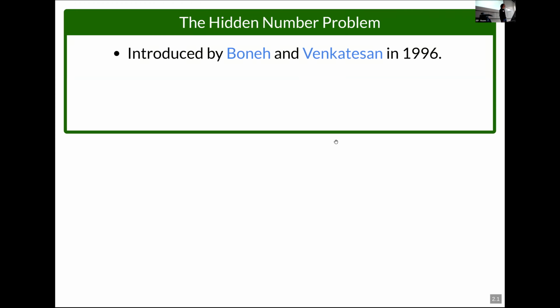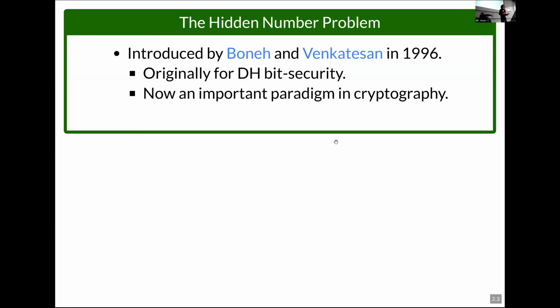Okay, so the hidden number problem. This was originally introduced by Boneh and Venkatesan in 1996. Originally this was for formalizing some bit security results for Diffie-Hellman, but it's become an important paradigm in cryptography in general. So this is really a foundational result. There are many variants for different cryptographic protocols.